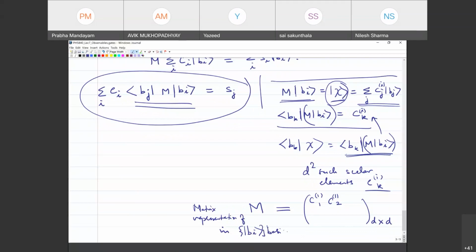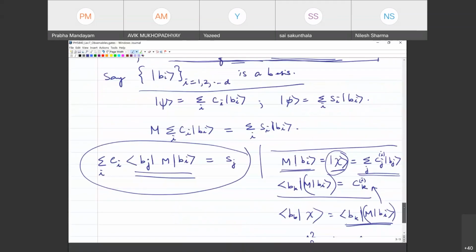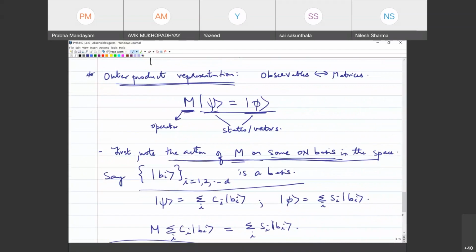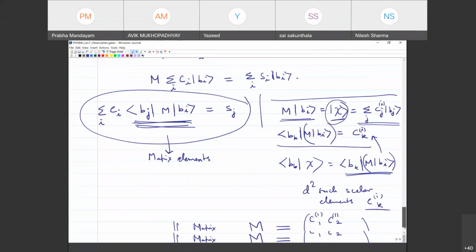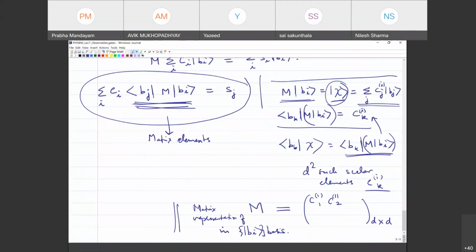I hope this idea is clear. Rather than start with two arbitrary vectors psi and phi, which is what I did here and which gives me an equation of this form, I really want to get to these numbers. These will be my matrix elements, the matrix elements of M in the Bi basis.